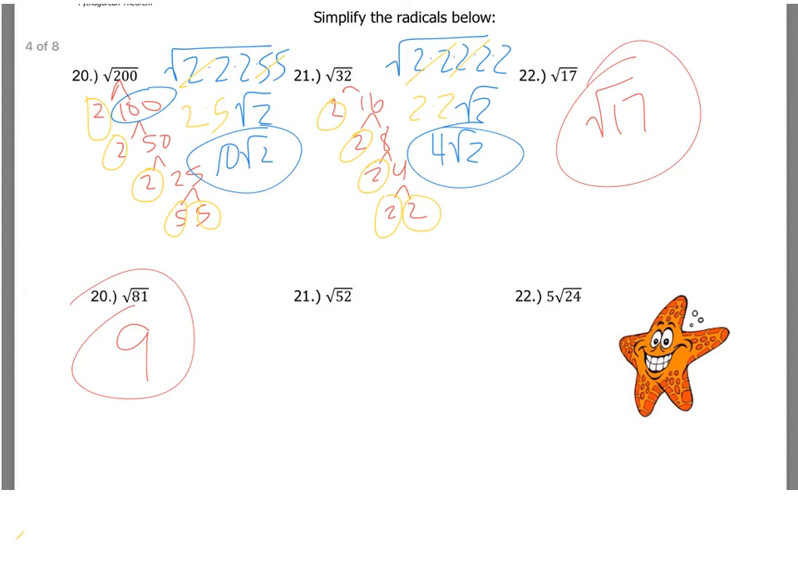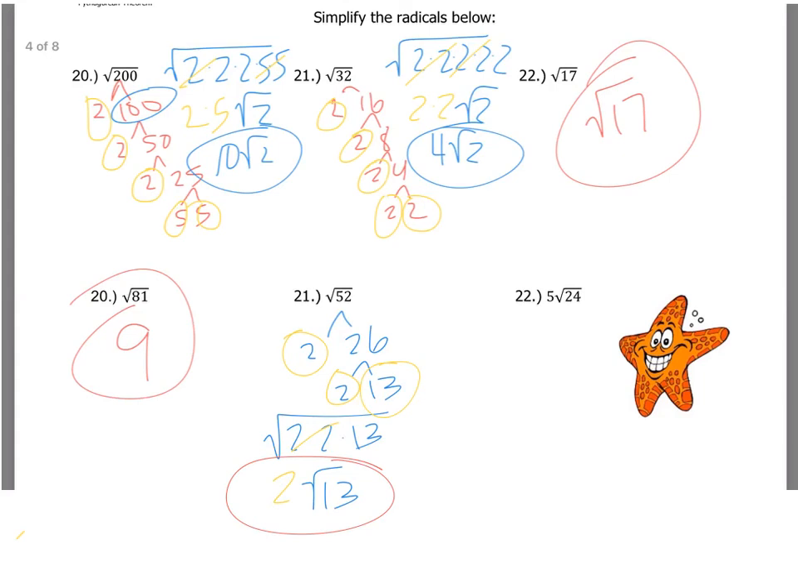Then we have 52. So this is 2 and 26. 26 is 2 and 13. So we have 2 times 2 times 13, because we have a 2, and a 13. So a 2 can come out, square root of 13 is left, and this is your simplified radical.